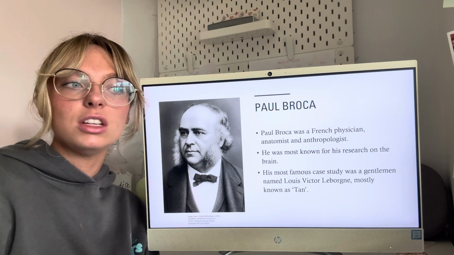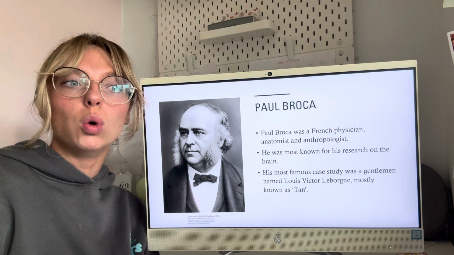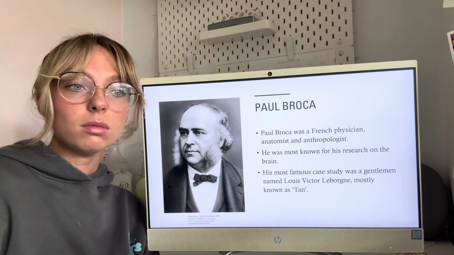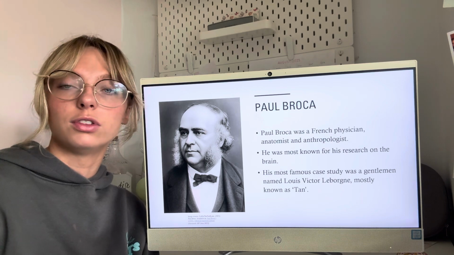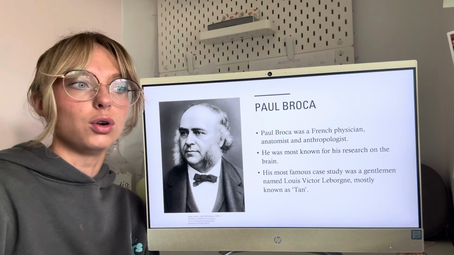He believed that speech and language production was only controlled by one region. However, more recent research showed that language production is involved in multiple parts of the brain, not just the frontal lobe.